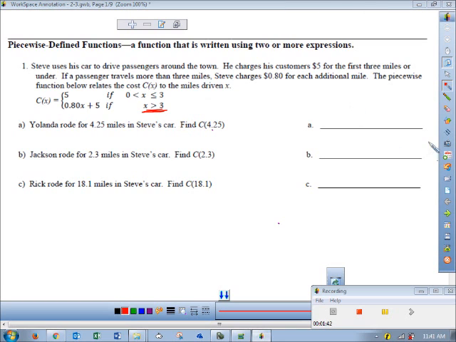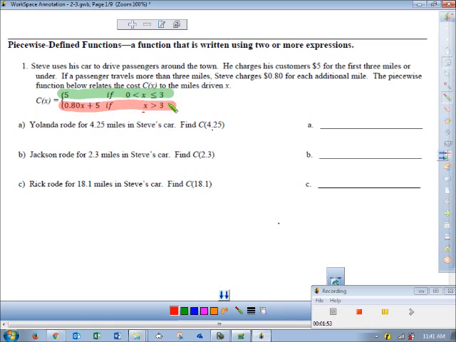So what we've got is two different functions here. I'm going to color them to make them easier to talk about. We've got the green piece right here, and we've got the red piece right here. And notice each piece has to deal with how many miles have been driven. We only use the green piece of the function if the number of miles is greater than 0 and less than or equal to 3 at the same time. It'll cost us $5. If we go over 3 miles, then we have to use the red function to deal with that situation.